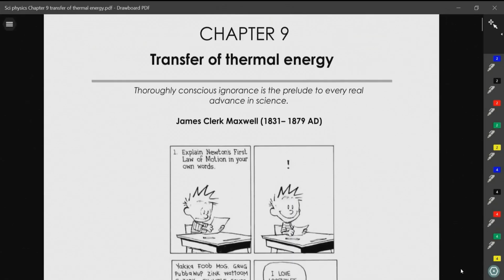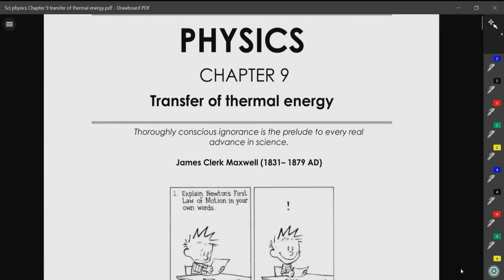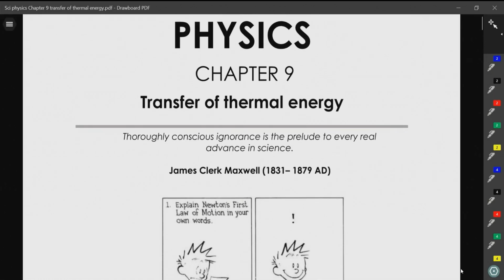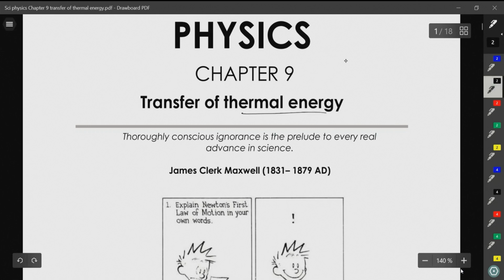Hi guys. So welcome to one of the videos on chapter 9, transfer of thermal energy. Like I always mention in class, in this chapter we're going to look at three things: conduction, convection, and radiation. Okay, and in this video we're going to look at these three methods of heat transfer in much detail.